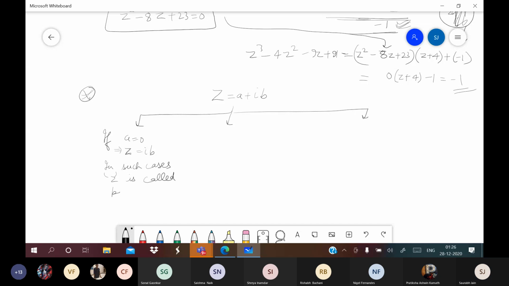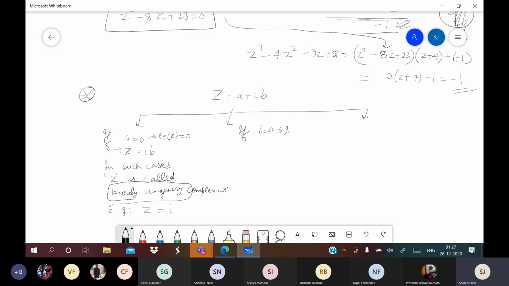This is purely imaginary. The best example is iota. Iota can be written as 0 plus 1 iota. So if someone asks what is iota, it is a purely imaginary complex number. Obviously it is a complex number. What is the condition? The real part is 0. So if some complex number has its real part as 0, we say that it is a purely imaginary complex number. Remember this. Now if the opposite happens, suppose b is 0.